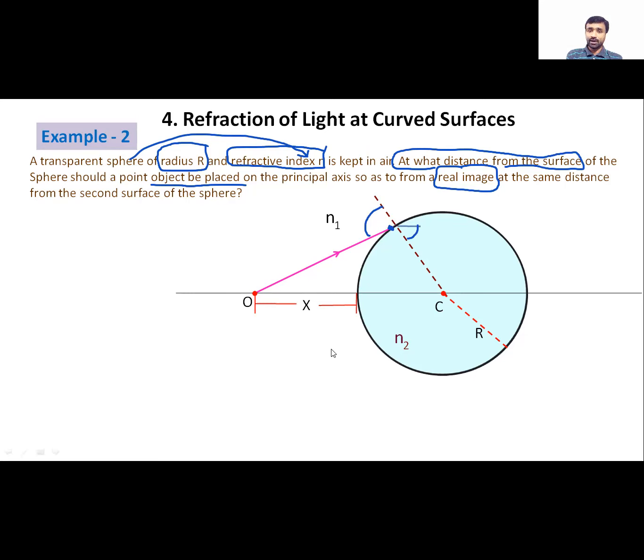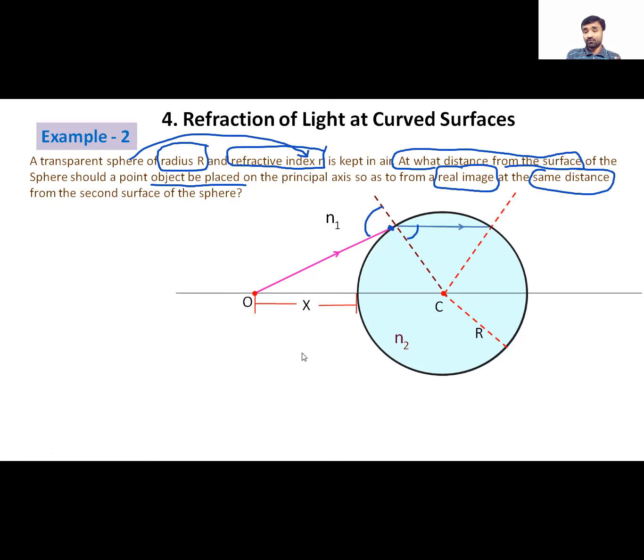Why am I taking a line parallel to the principal axis here? Because in our question it is clearly mentioned that the real image will be formed at the same distance. So to get the same distance, I need the ray parallel, following the transversal concept. Then only it will reach the principal axis at the same distance. Those angles must be equal. That's why I considered the ray parallel to the principal axis inside the sphere.